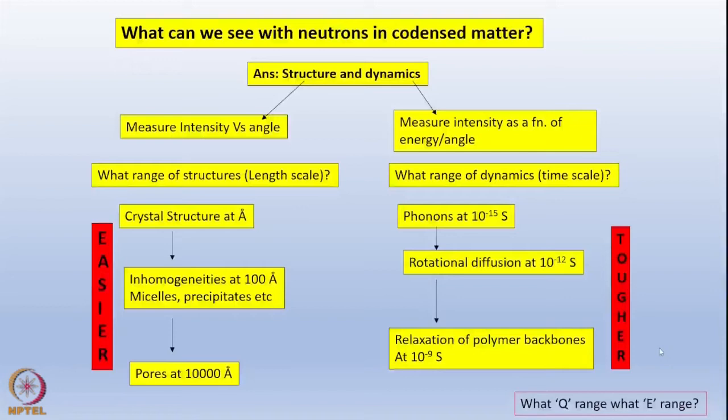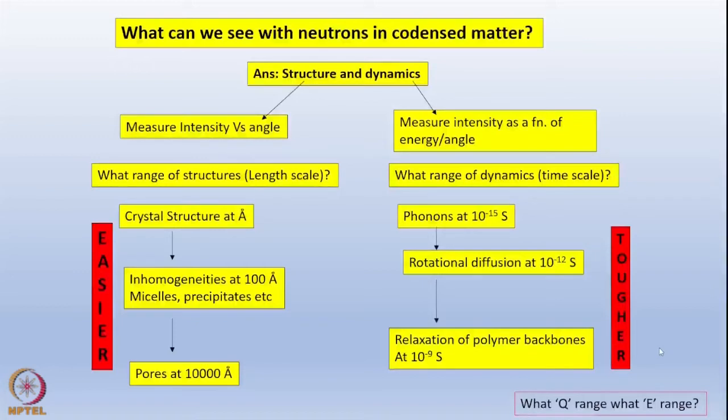Or if I go to even smaller Q values or smaller momentum transfers, we can see pores at 10,000 angstrom, micron size pores. Rocks are often made of pores, and we can find out such pore distributions doing diffraction. So this whole lot of experiments on the left of this slide tells me about diffraction experiments at various length scales.